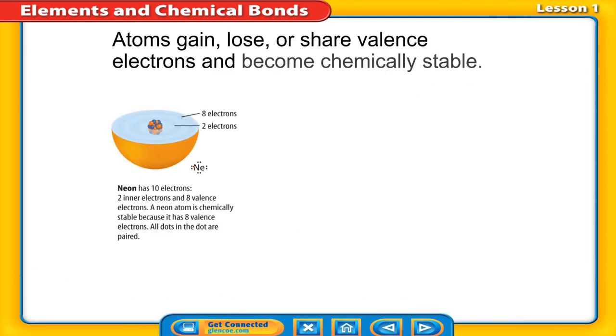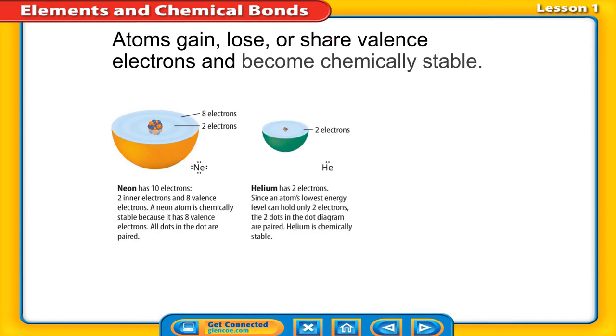Atoms gain, lose, or share valence electrons. This is why we're insisting on knowing how to find the valence electrons, because later on you will get how to bond atoms together. You need to know the number of electrons on the last energy level. Why? Because atoms gain, lose, and share valence electrons to become chemically stable. Neon in this case is stable. Helium as well. Neon filled its energy level, 8.